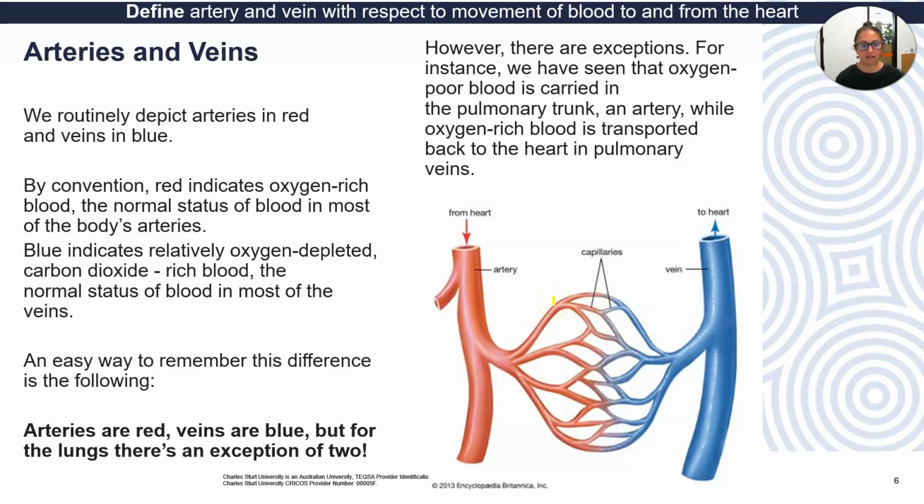But just for now, I just want you to understand that arteries are depicted red, carry blood away from the heart to the tissues, and that blood is oxygenated. Veins drain the blood away from the tissues back to the heart, and that blood is deoxygenated.